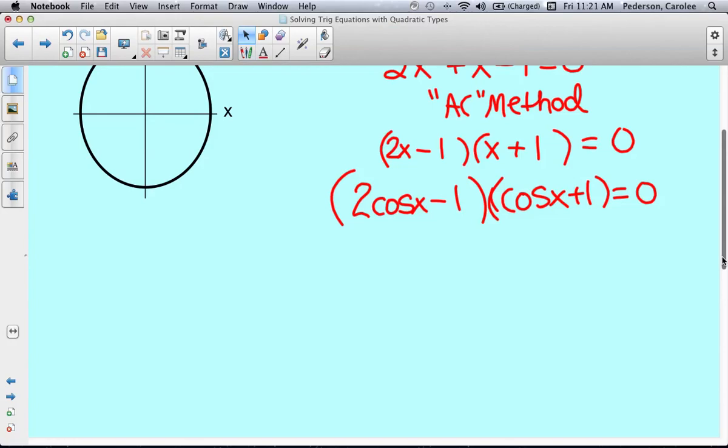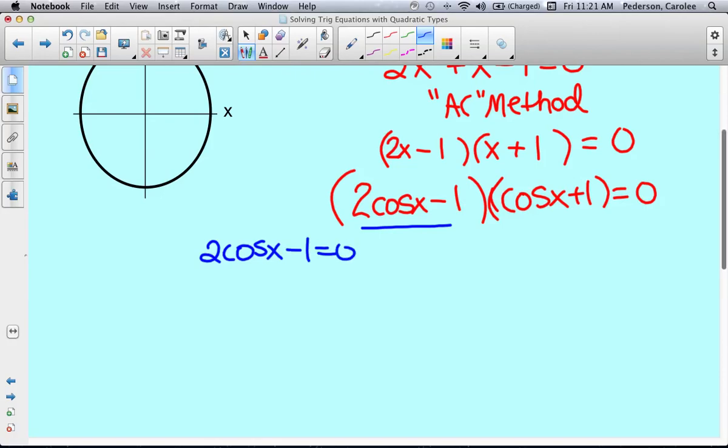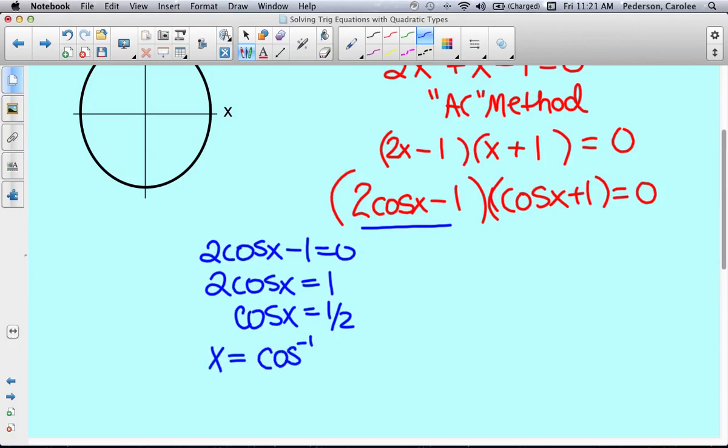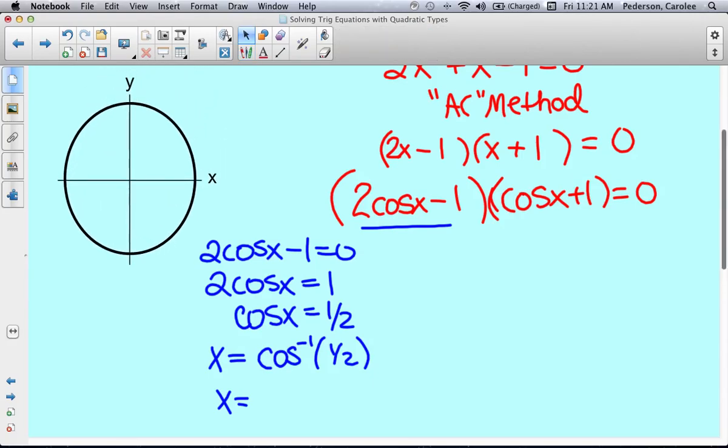So let's start with this equation. We say 2 cosine of x minus 1 equals 0. We undo, so we're going to add 1. And then we're going to divide by 2. And then we use inverse trig. We say x equals the cosine inverse of 1/2. And then we need to figure out where on the unit circle the cosine of x would equal 1/2. And there are 2 places.